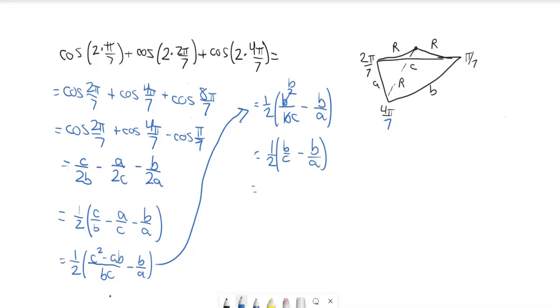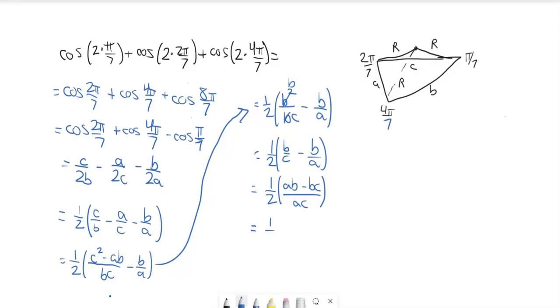So here's what will happen. We'll get ab on the top minus bc. The common denominator is ac, so we cross multiply to get that ab and that bc. Now you'll notice here that ab minus bc is itself a rearrangement of a Ptolemaic identity, namely ab plus ac equals bc. I derived that in a previous video.